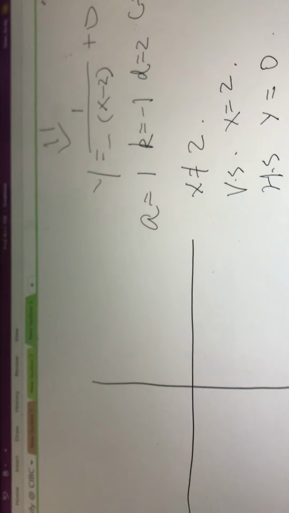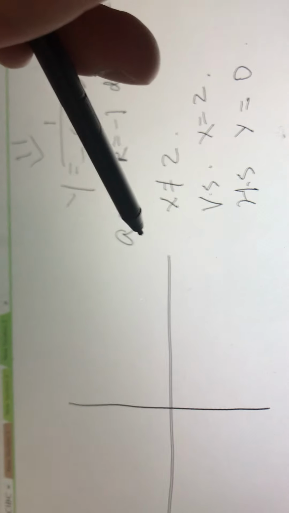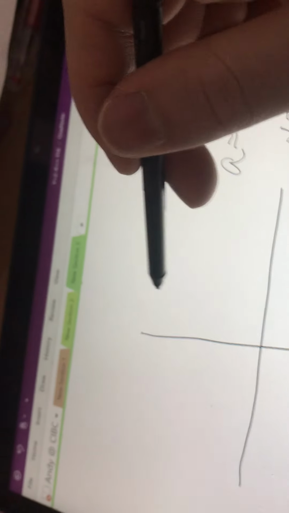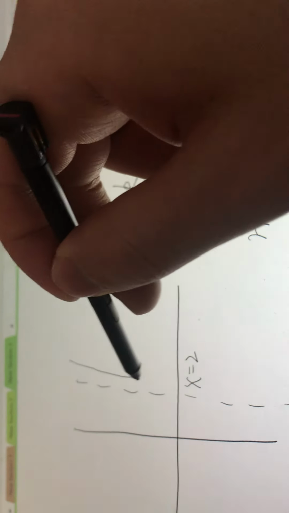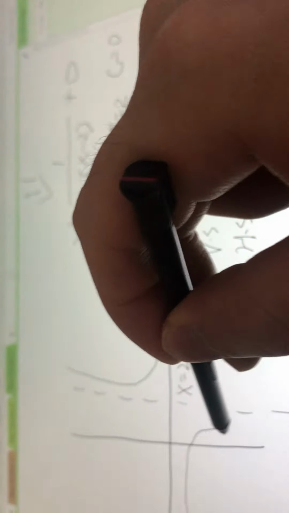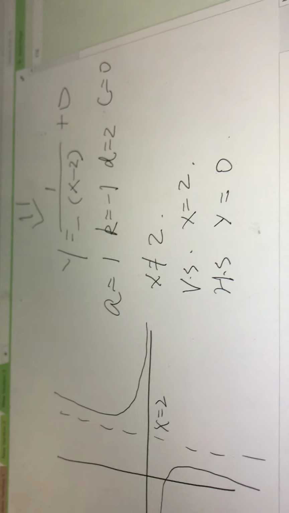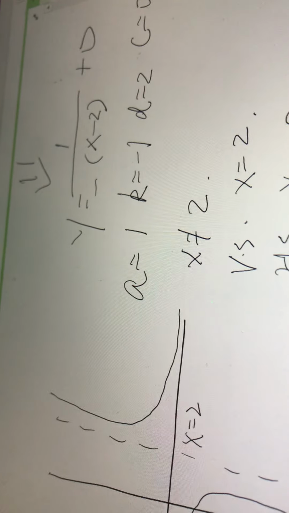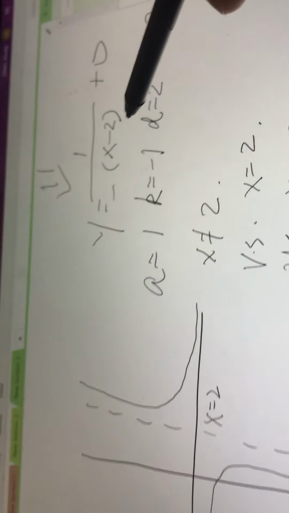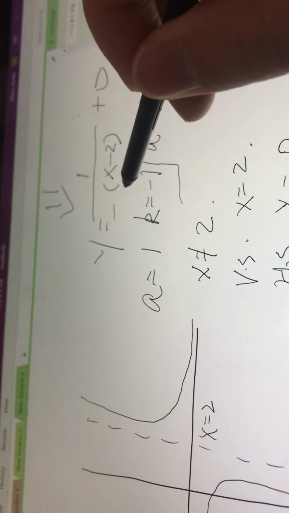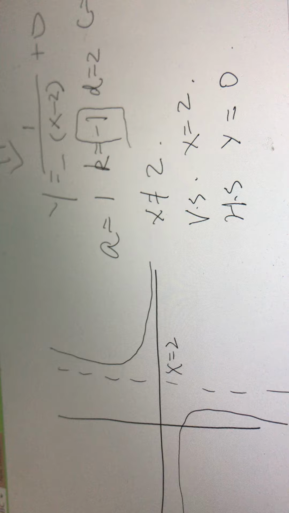Then let's see. The vertical asymptote is x equals 2. Horizontal asymptote is y equals 0. So the graph should look like this. Right? But remember one thing. Here, the k is negative 1, right?